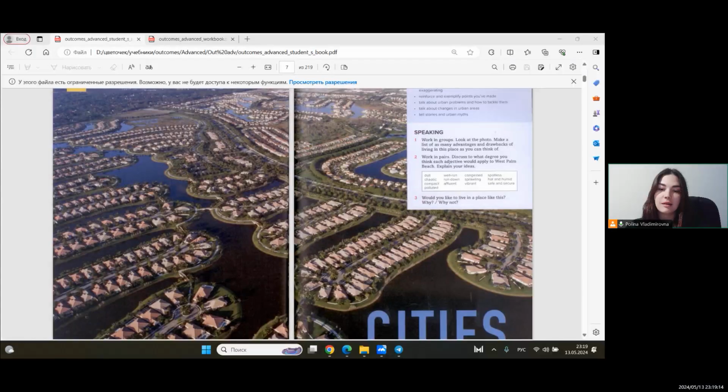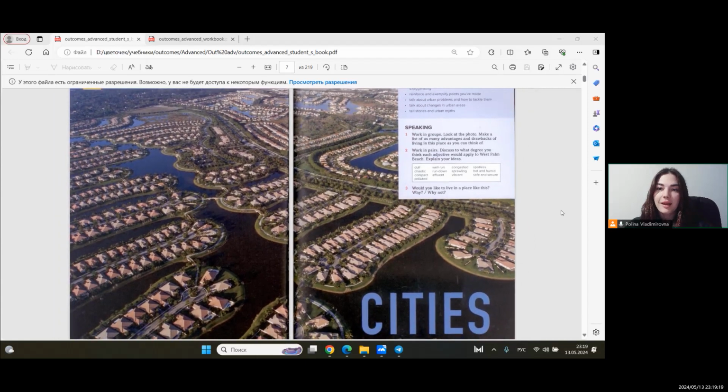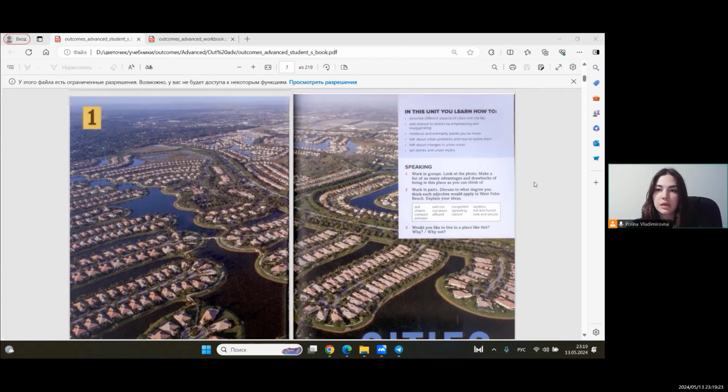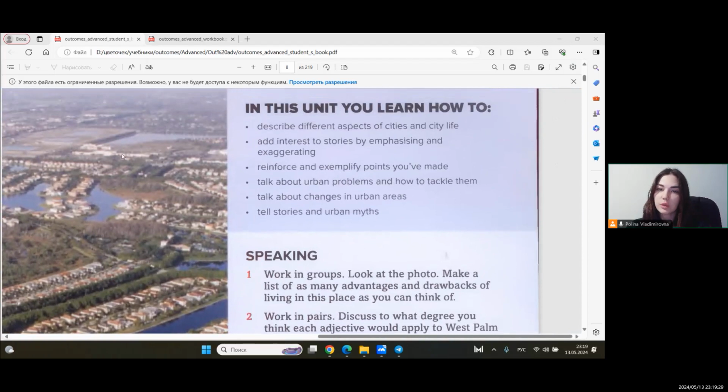Let me share the screen so that you can see the name of our first unit, which is cities. Before describing the picture, I think I need to read what we're going to learn in this unit. So in this unit, we learn how to describe different aspects of cities and city life, which is actually great because I live in a big city in Russia. It's called Samara.